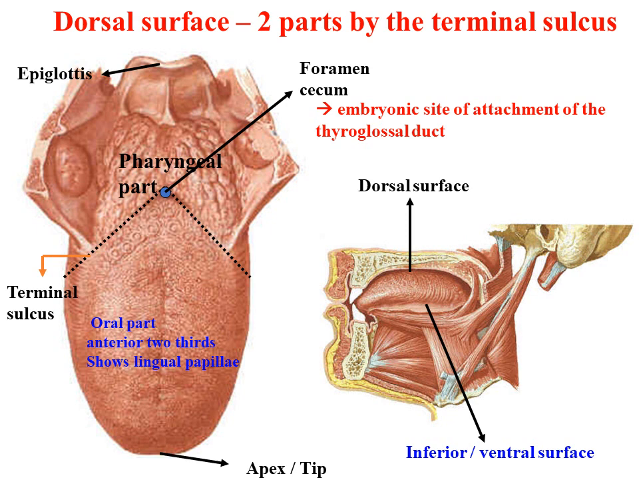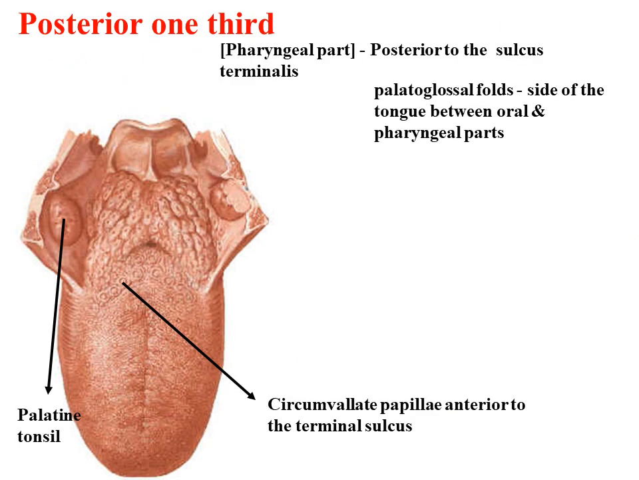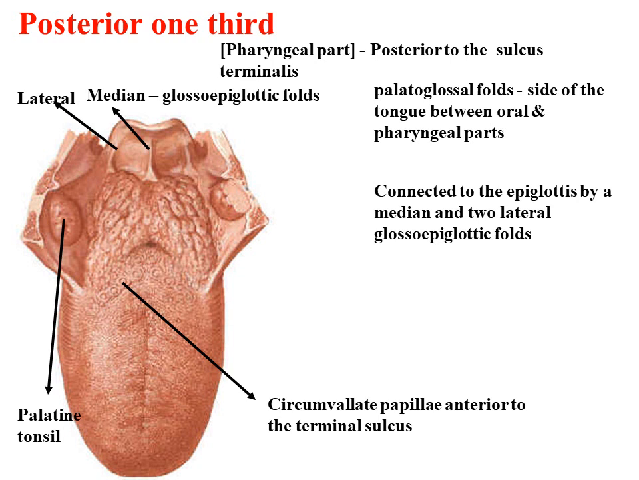This is an elevation of the lymphoid tissue underlying it, the lingual tonsils, in the posterior 1/3 of the tongue. We have the pharyngeal part, posterior to the sulcus terminalis, the glossopalatal fold at the side, and in between them the pharyngeal part. And this is the glossoepiglottic fold, median and lateral, connecting to the epiglottis by the median and two lateral glossoepiglottic folds.